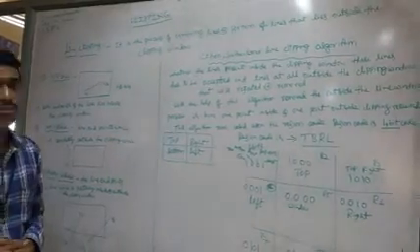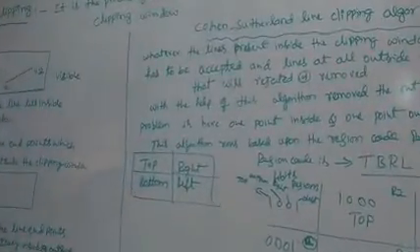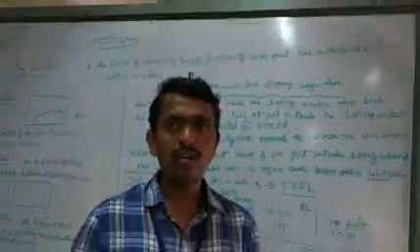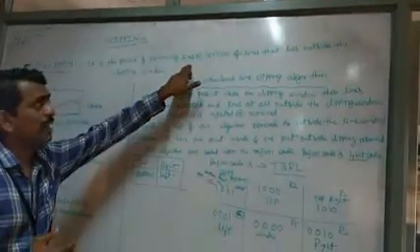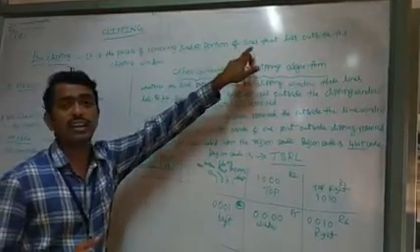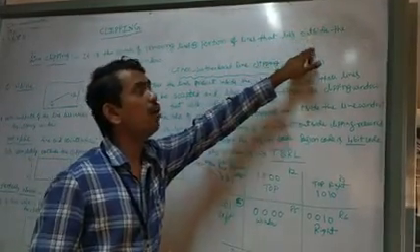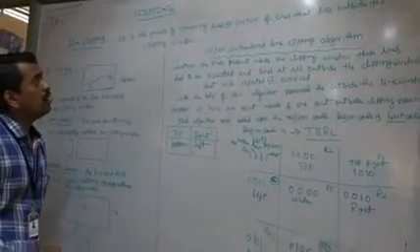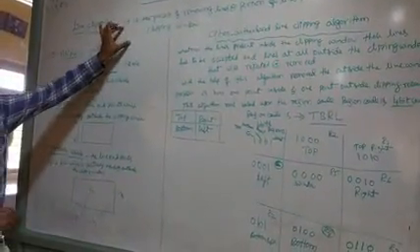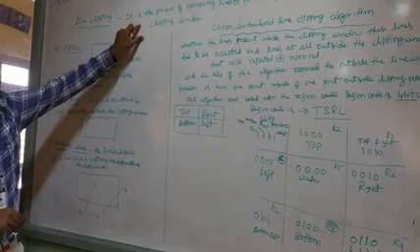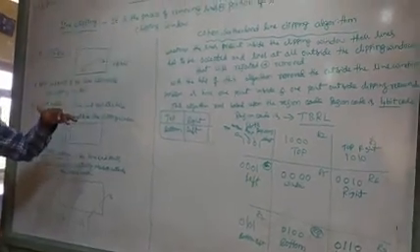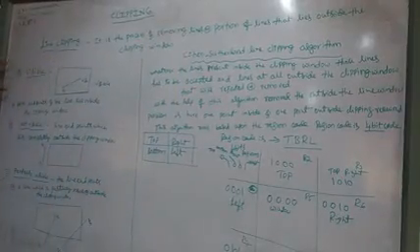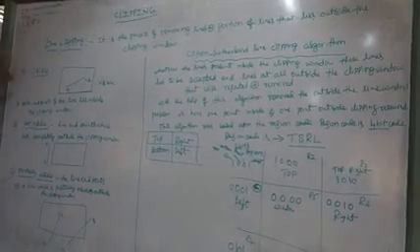What is the definition of line clipping? Line clipping is the process of removing the portion of the lines that lies outside the clipping window. If this definition is not understood, go to this: first, what are the types of line clipping?